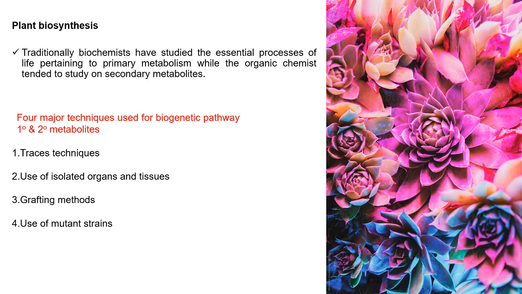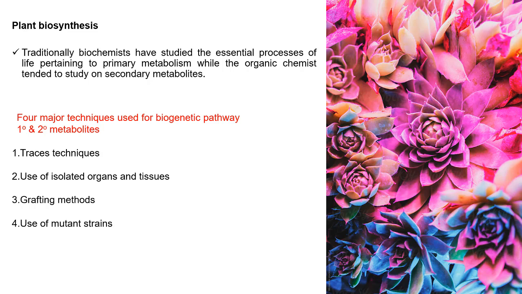From a plant, for example, if I am taking any herb, Hemidesmus indicus or anything else, all the scientists wondered how we are getting those metabolites, these secondary metabolites or primary metabolites. So after knowing this, biochemists started processing all the primary metabolites, and organic chemists wanted to study the secondary metabolites.